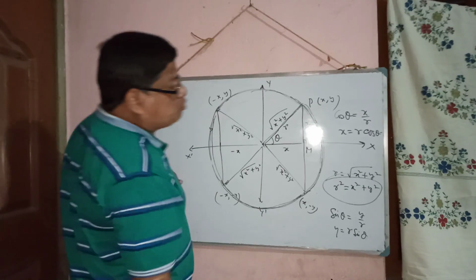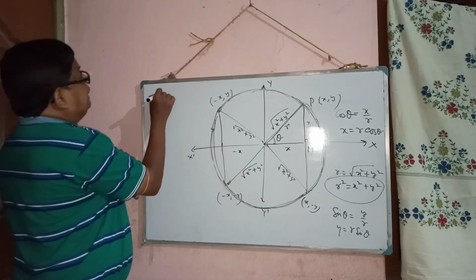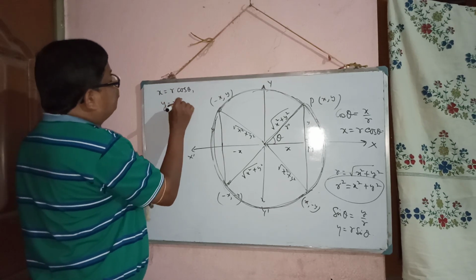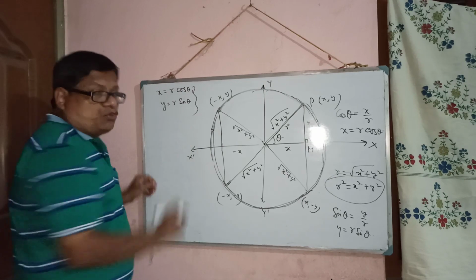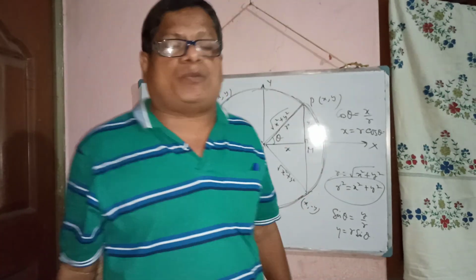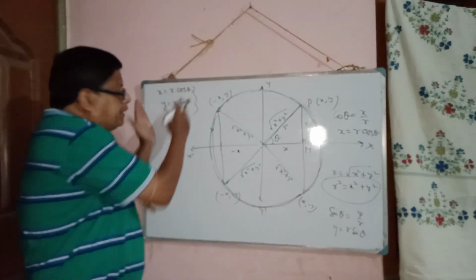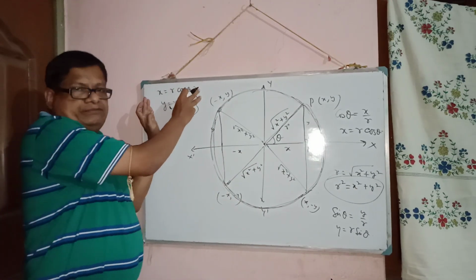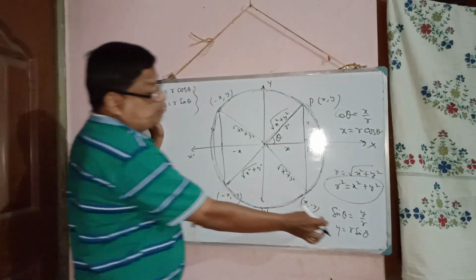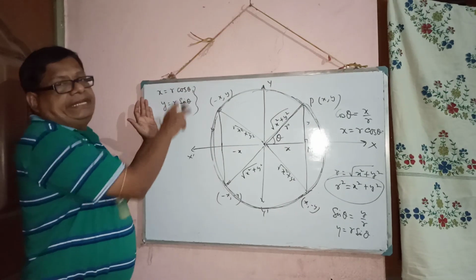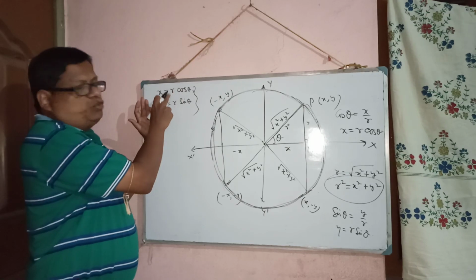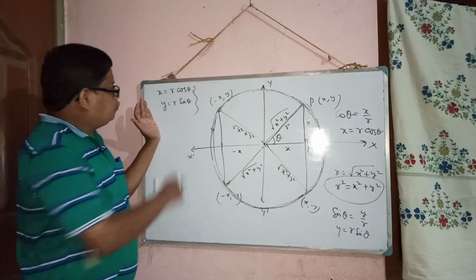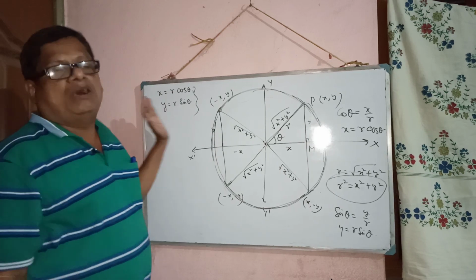So x equal to r cos theta and y equal to r sin theta is called the parametric form of a circle. This is the parametric equation of a circle. With the help of this we will get the equation of the circle. Squaring and adding, x square equals r square cos square theta and y square equals r square sin square theta. So you can write x square plus y square equal to r square.